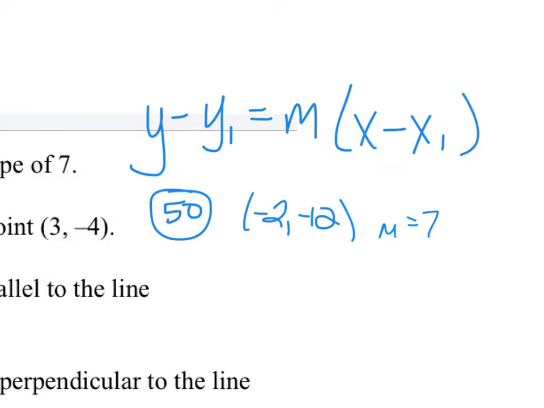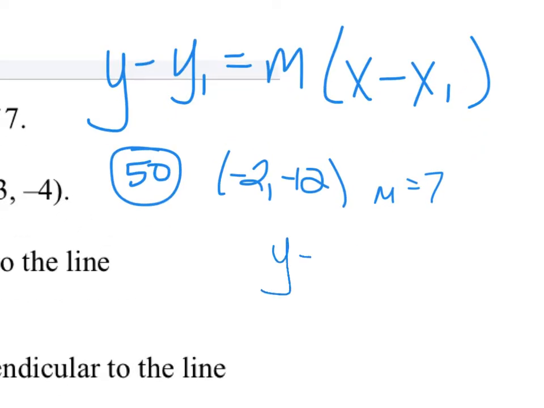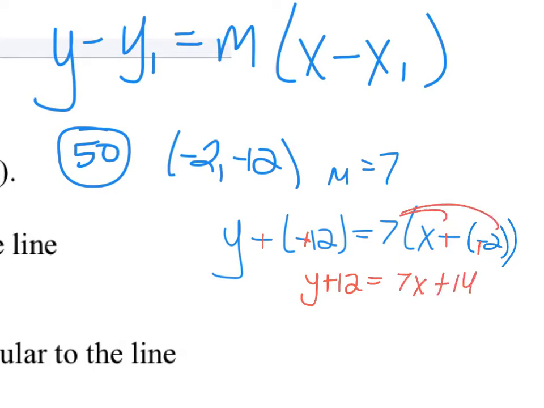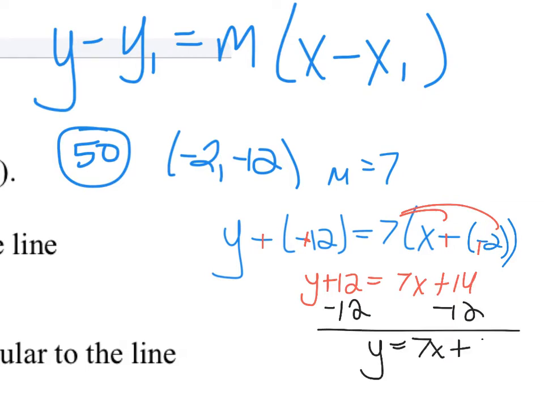So all we're going to do is plug into our formula. So it's y minus, what is the y part that they gave me? So y minus -12 equals 7 times x minus -2. Two negatives gives you a positive, so I have y plus 12 equals, if I distribute this, 7x plus 14. Let's get this into y equals mx plus b. I want to get y by itself, so I subtract 12 from both sides.